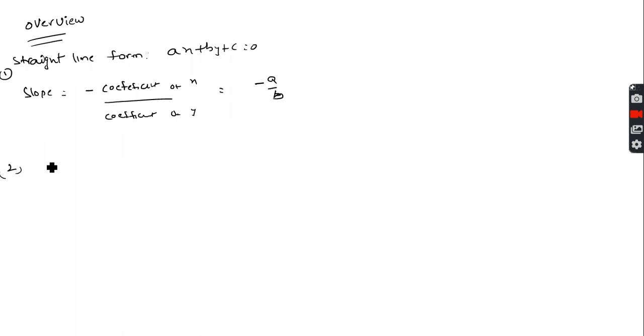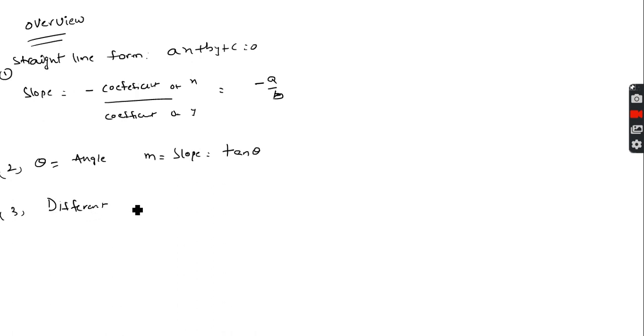And second one, if theta is equal to some angle, then slope, that is m equal to slope, is nothing but tan theta. So we say that theta is the inclination or angle, then we have the formula slope equal to tan theta.